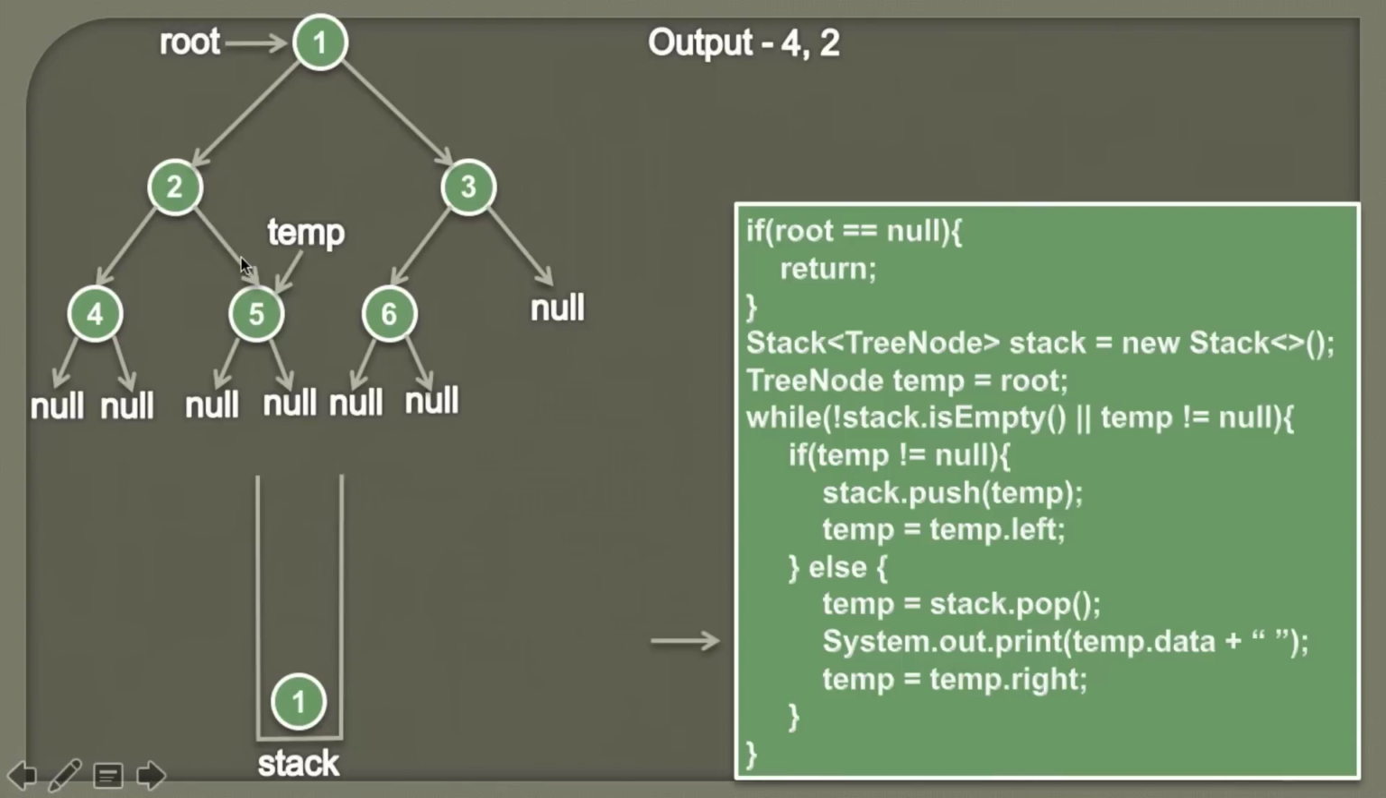And then we'll simply visit the node 5. So on the console we print the data associated with the temporary node, which is 5. Moving ahead. And once we have visited this node, now it's the time to go to its right subtree. So now temp will point to null. Moving ahead.